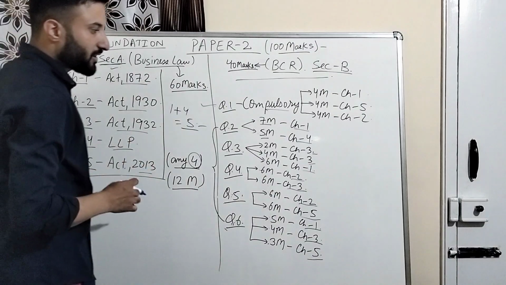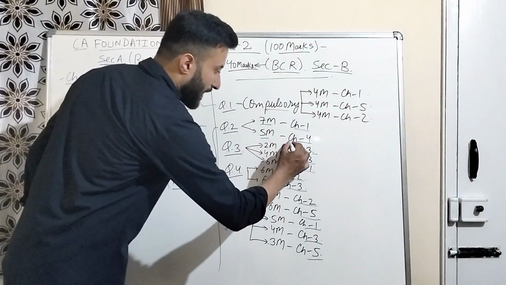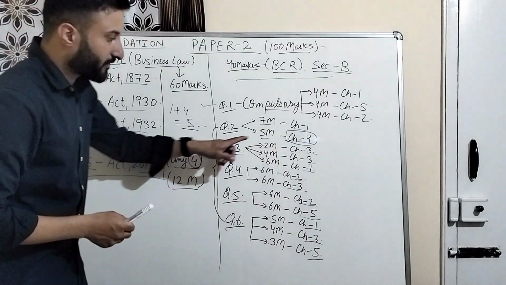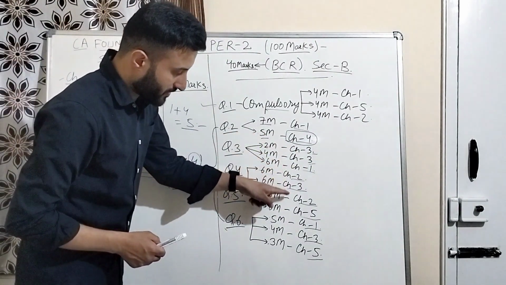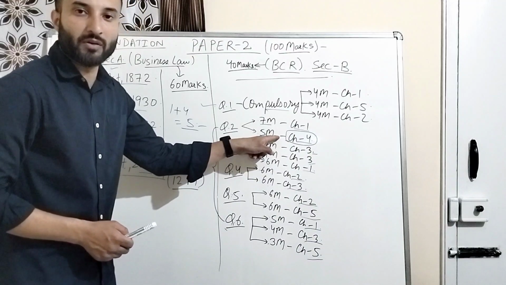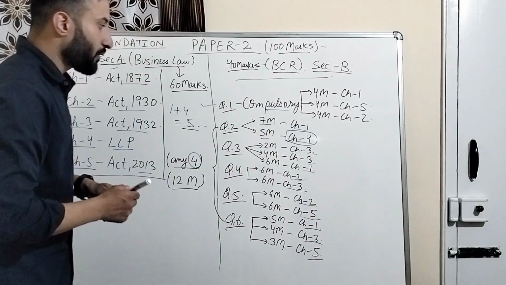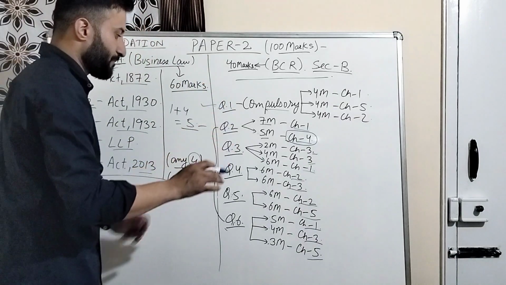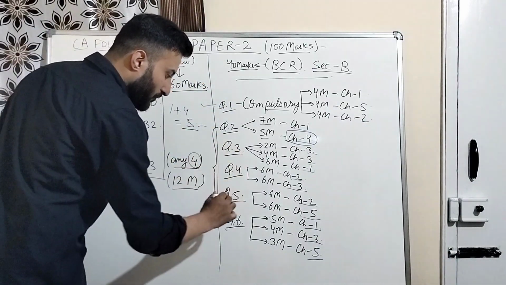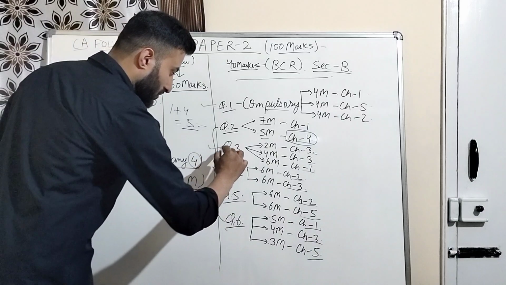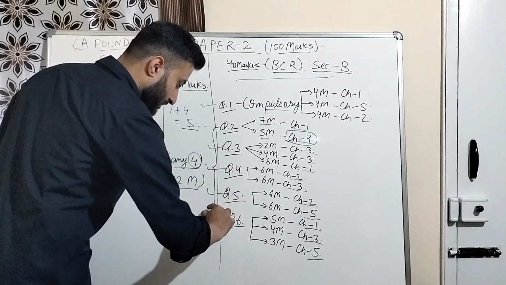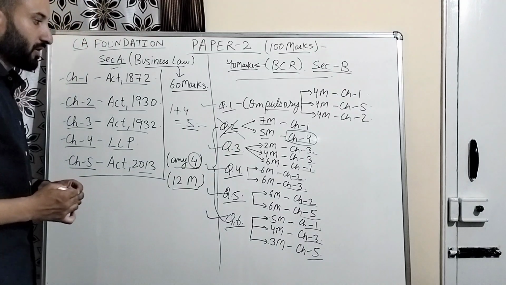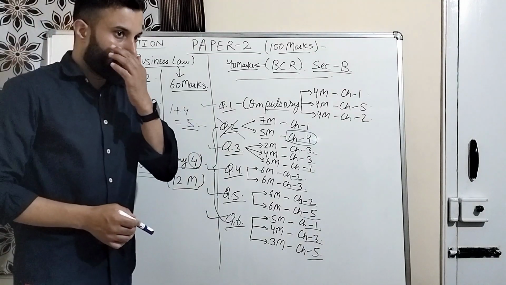So what I will suggest here is, you can see this chapter number 4. They have asked only one question from it. So that's why what I will tell you is, question number 1 you have to do, that is compulsory. Of the rest, any 4 you have to select, means select question 3, question 4, question 5, question 6. Skip question number 2.